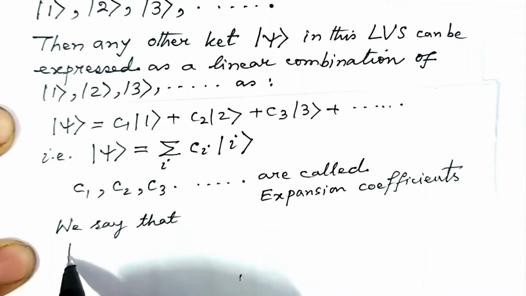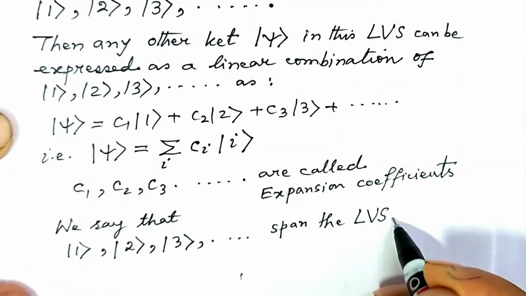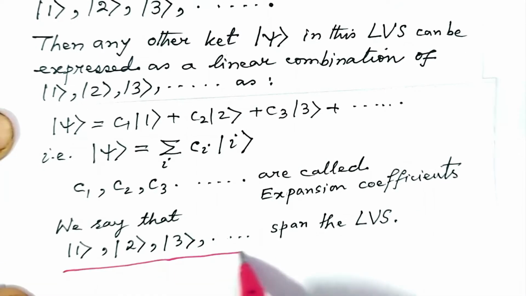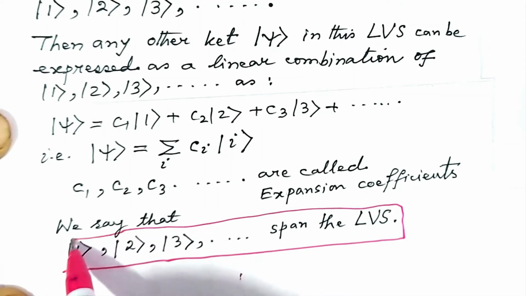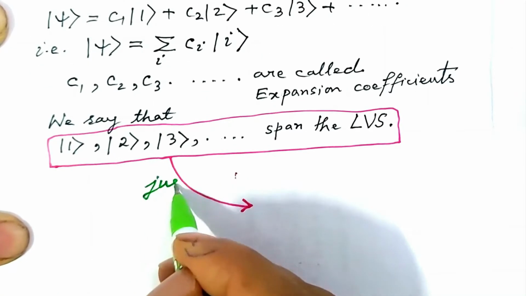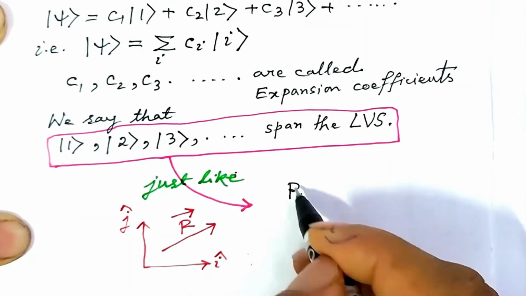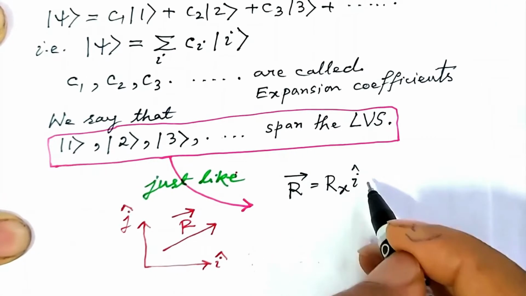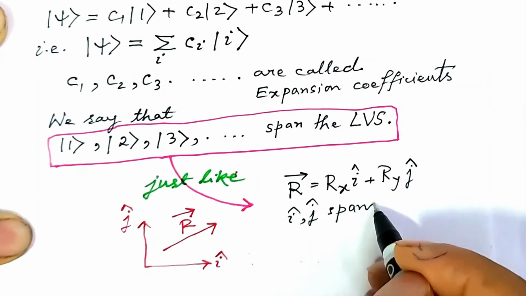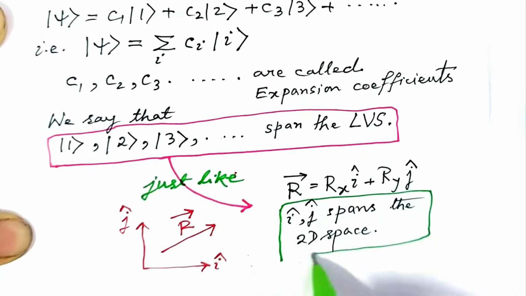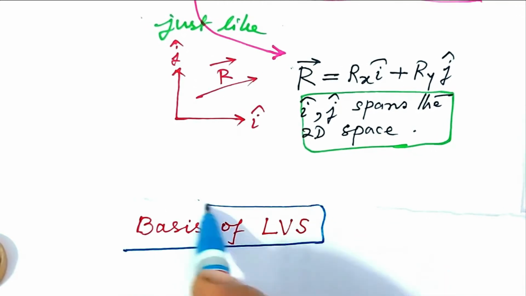We say that ket1, ket2, ket3, etc. span the linear vector space. In other words, these kets are able to encompass, that is, completely cover the entire linear vector space by themselves. This is just like considering an arbitrary vector R in 2D that can completely be described by the unit vectors i cap and j cap, which thus span the entire 2D space. We shift our focus now to basis of linear vector space.